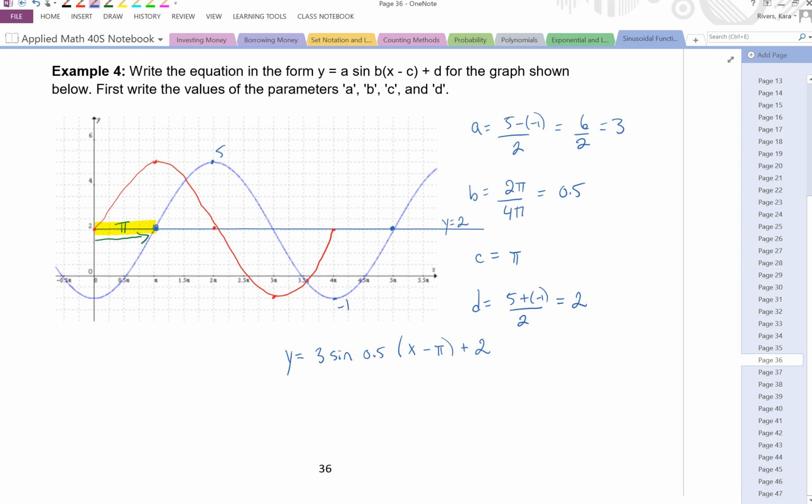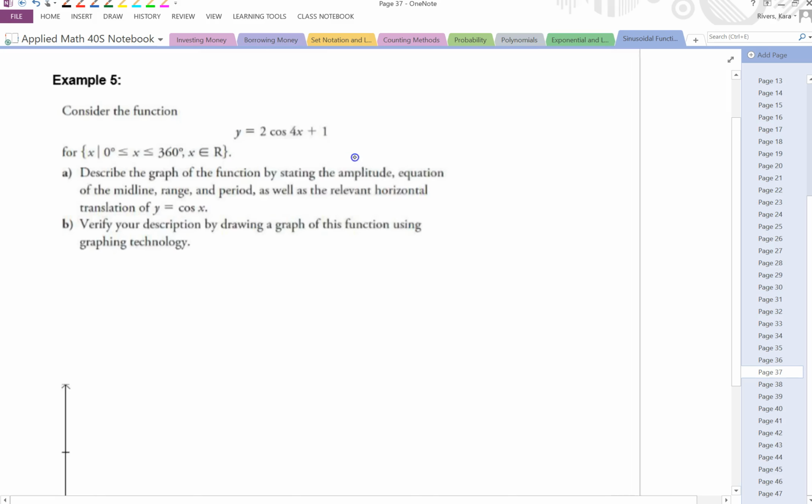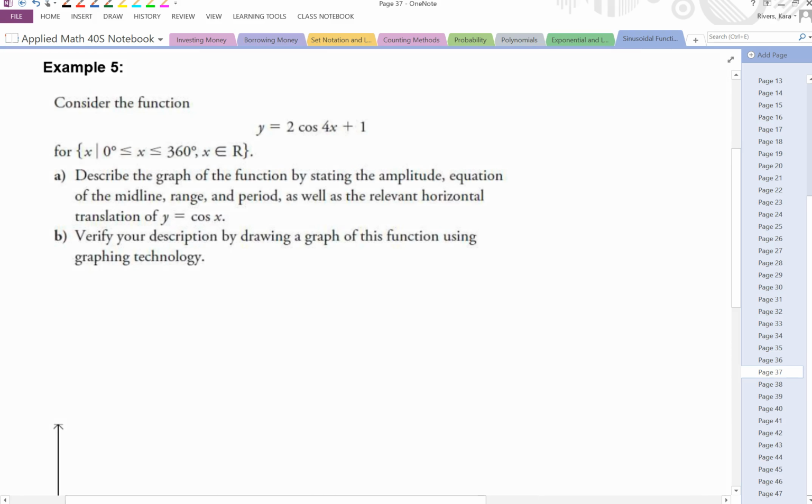Let's have a look at example 5. So this is a little different. It's saying consider the function y equals 2 cos 4x plus 2. So cosine function instead of the sine function. And they're telling us that our domain, we've talked about x, goes from 0 to 360 degrees. So that's what they want us to graph on.